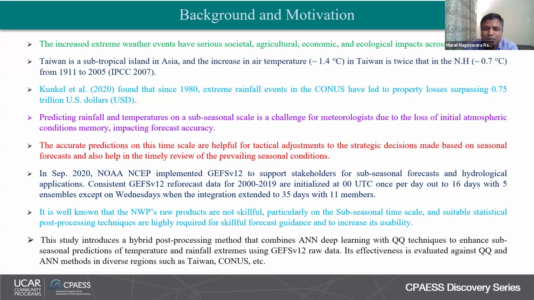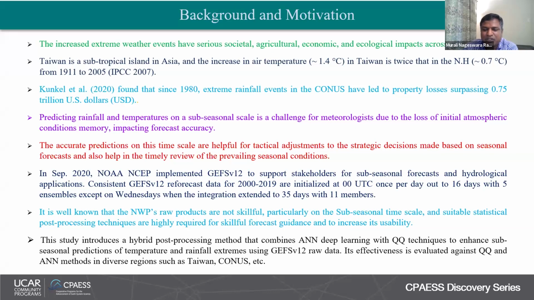It needs some post-processing methods, particularly for the subseasonal scale, because the skill is low and everybody knows that. So suitable statistical post-processing techniques are highly required for skillful forecast guidance and to increase the usability of the products. In the present study, we have proposed a hybrid post-processing method that combines artificial neural network deep learning with the Quantile-Mapping technique to enhance the subseasonal predictions of temperature and rainfall using GEFS version 12 raw model data.